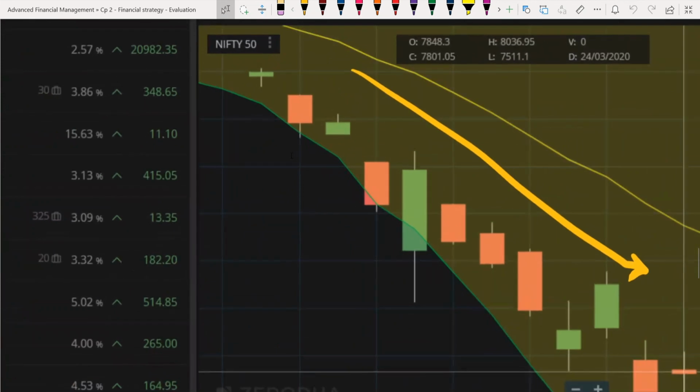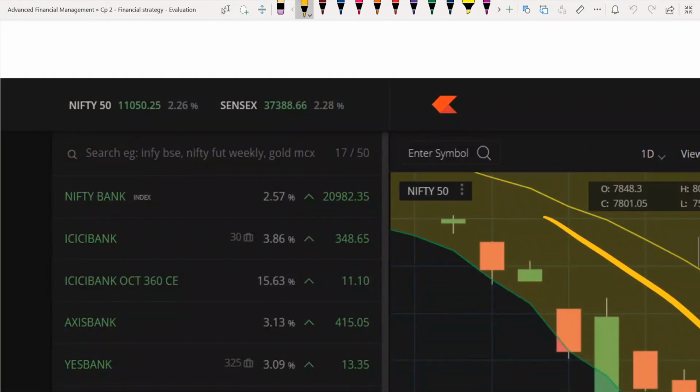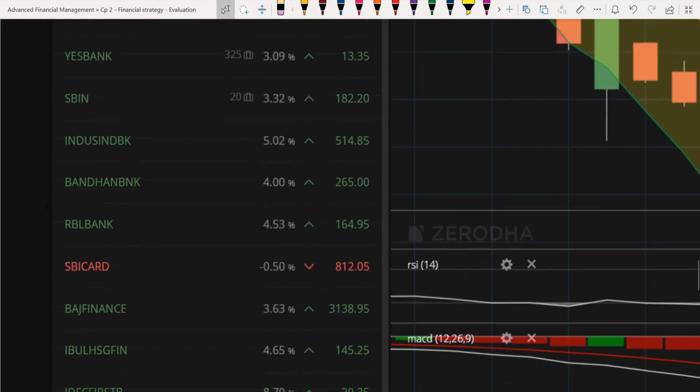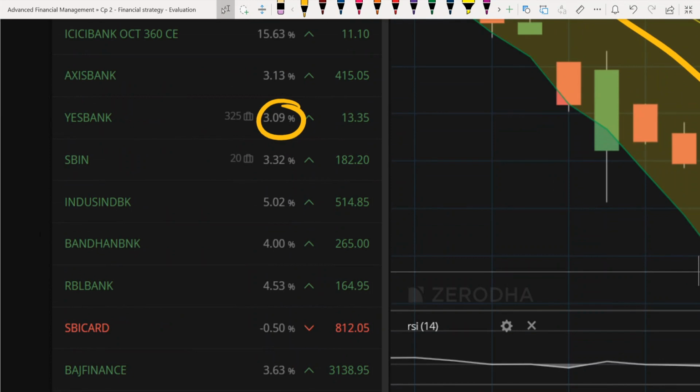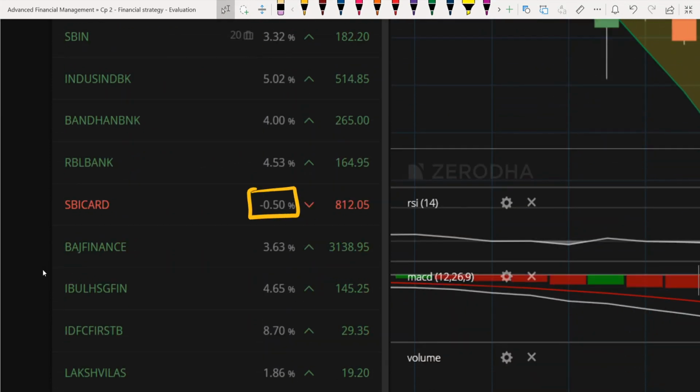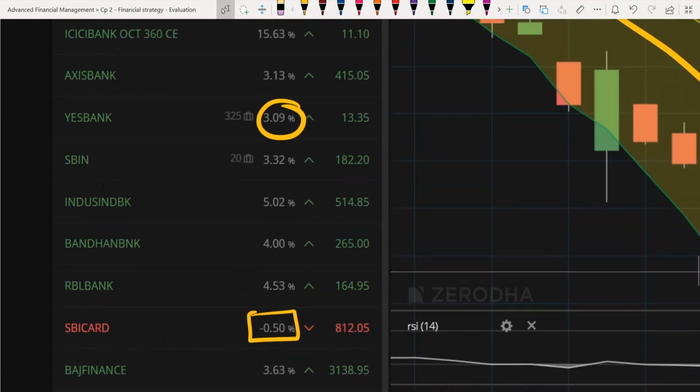Okay, I'll just show you here. See here, Nifty 50, 11,050 it is, 2.26% change is there. That means the market has increased by 2.26% on a given day. Okay, and now if you see ICICI on the same day is also increased, but the percentage is different. Market increased by 2.26%, ICICI stock increased by 3.86%, and similarly if you see Yes Bank has increased by 3.09%. SBI Cards dropped by 0.50%. Okay, you can see that different stocks are rising or falling by different percentages.